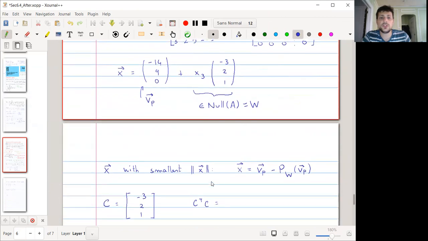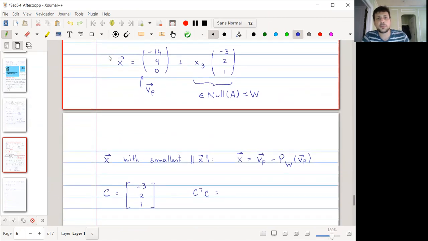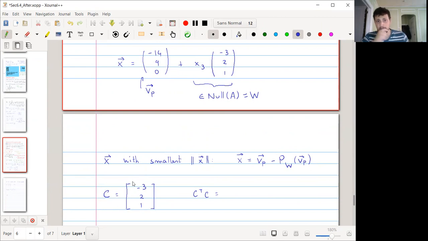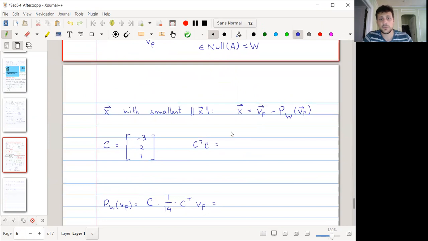So now what we want to do is to find, among all these possible choices of x, the one with the smallest norm, which will be given by taking the particular vector Vp and subtracting its projection down to the null space. Okay, so let's do this computation. The null space is one-dimensional. It has a basis given by the vector -3, 2, 1. So I'll take my matrix C to be -3, 2, 1, and I'll compute its C transpose C, and then C transpose C inverse.